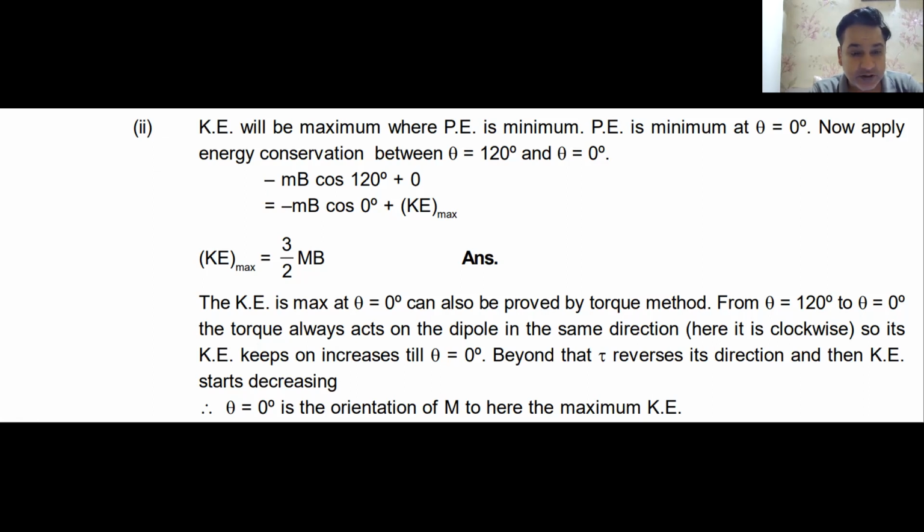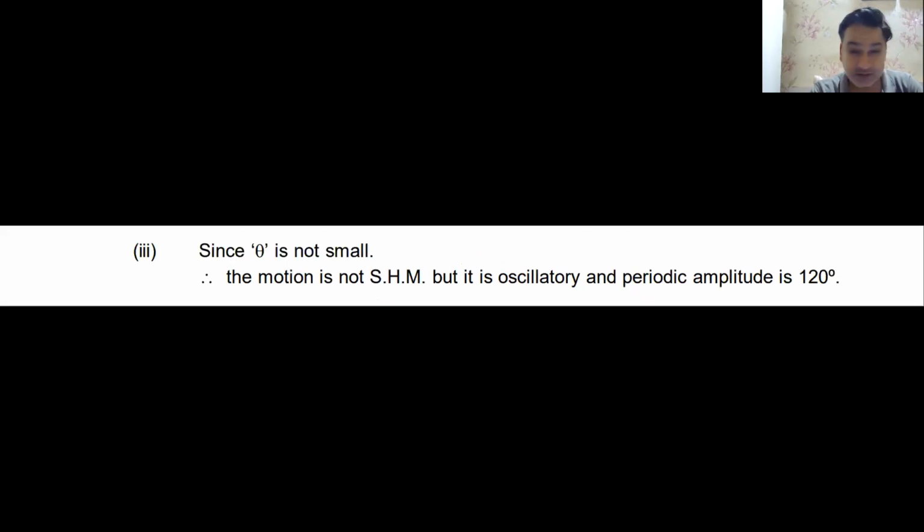Is the motion simple harmonic? The motion is not simple harmonic because theta is very large. Motion becomes simple harmonic only when theta is very small. But it is oscillatory and the amplitude is 120 degrees. So it will start from 120 degrees here, go to 120 degrees here, and then again this and that. But it will not be simple harmonic in nature. Do we understand this?